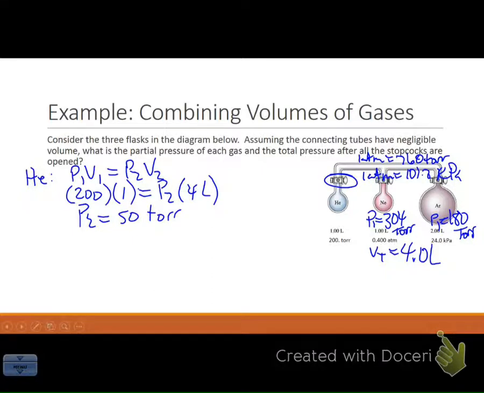Okay, let's do the same thing for the neon. We still have 1 liter. The pressure this time starts at 304. Still going to change it to 4 liters, and what will the pressure be? We do the math here. 304 divided by 4, we get 76 torr.